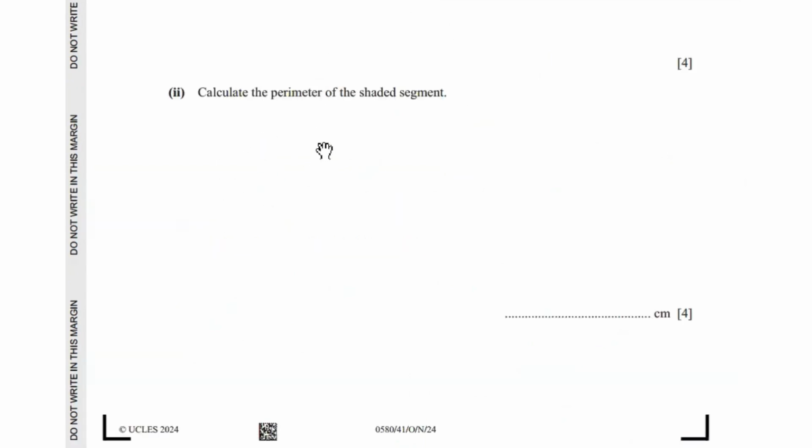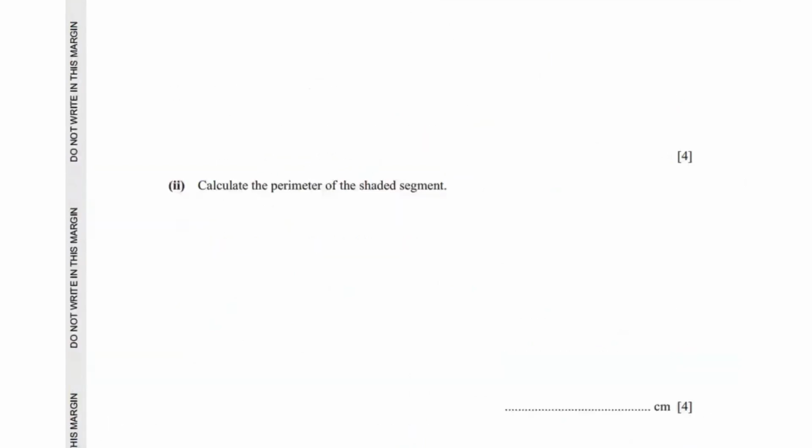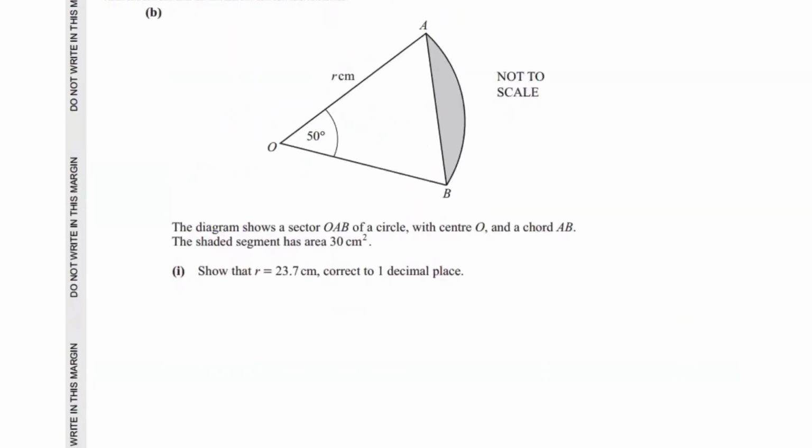Calculate the perimeter of the shaded segment. So for the perimeter, we need the arc length and we need this length. For this length, we're going to use the cosine rule to find AB. And for the arc length, we're going to use the arc length formula.